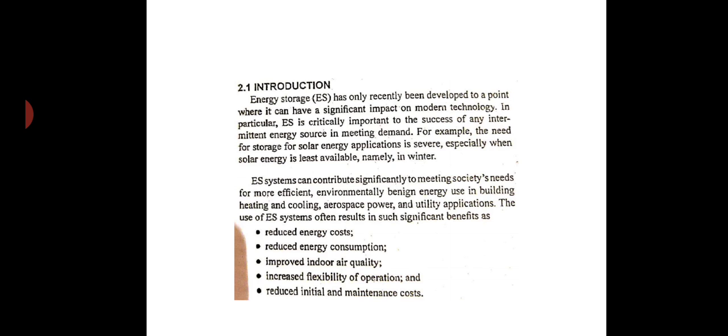Similarly, solar energy is not available in winter. So what we understand is energy storage is critically important to the success of any intermittent energy source in meeting demand. Solar energy is an intermittent energy source. Similarly, wind energy is also an intermittent resource. In a year there are 8,760 hours, but these plants, whether solar plant or wind plant, hardly work for 25% of the time.